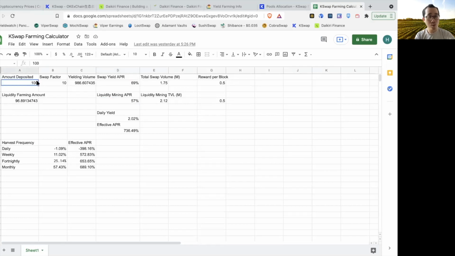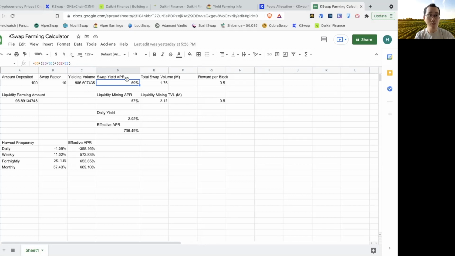Every time you make a swap, your capital gets multiplied by 0.997 because you lose 0.3% with each trade. And therefore, if you were to swap it 10 times, you actually get $986 in volume, but your liquidity farming amount has decreased to 96.8, meaning you've lost about 3%. So if you want to download the spreadsheets, I'll leave a link in the description below. Maybe if you look through these formulas, you will get a better idea what on earth is going on.